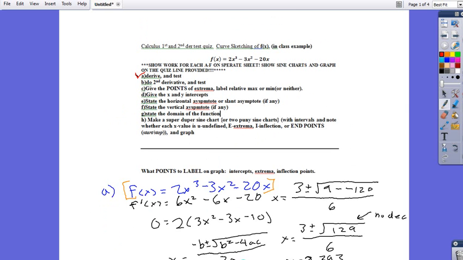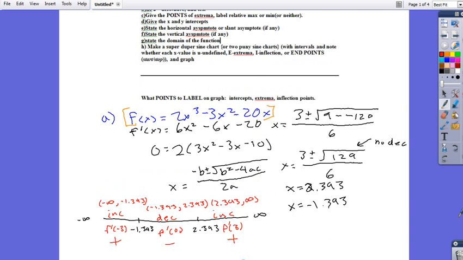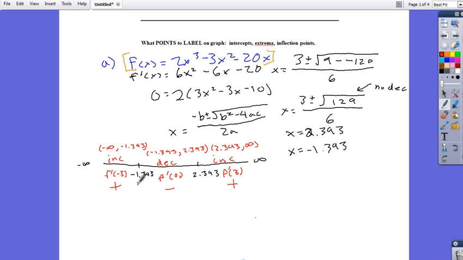Alright, so we know the graph is increasing up to this point. Oh, I forgot. Always label your critical points as such. Critical point, critical point. Alright, and we know these are maxima and minima. In fact, we know this is a max and we know this is a min. Alright, let's move on to the next step.